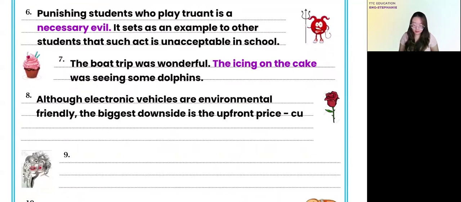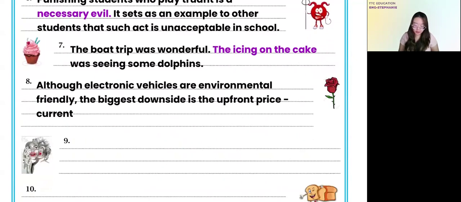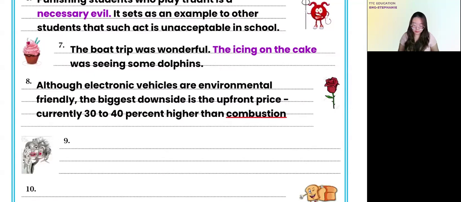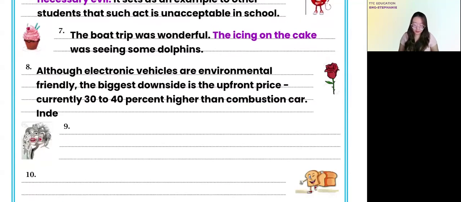Currently, it is 30 to 40% higher than a combustion car. So indeed, every rose has its thorn. Everything has its downside as well.